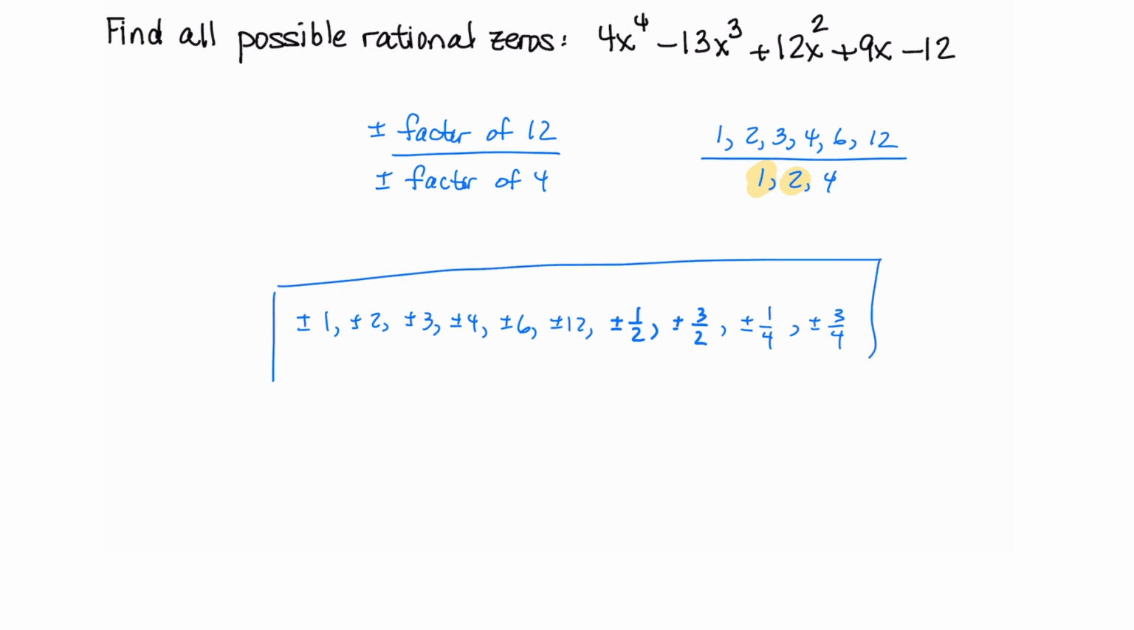So this list of numbers right here, there are many possible rational zeros. And to know which one it is or which ones they are, we substitute to figure out which ones produce a value of 0. So this could be a long process. But these are all of the possible rational zeros via the rational root theorem.